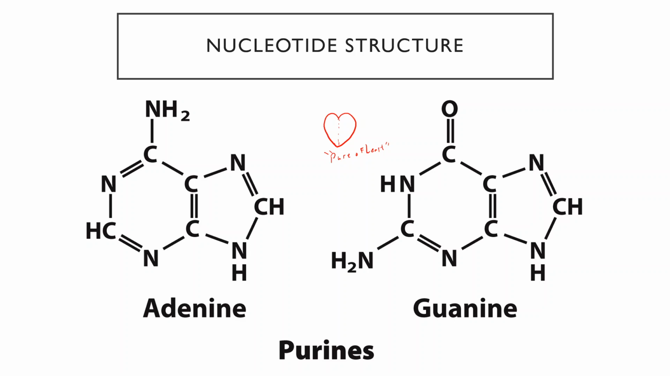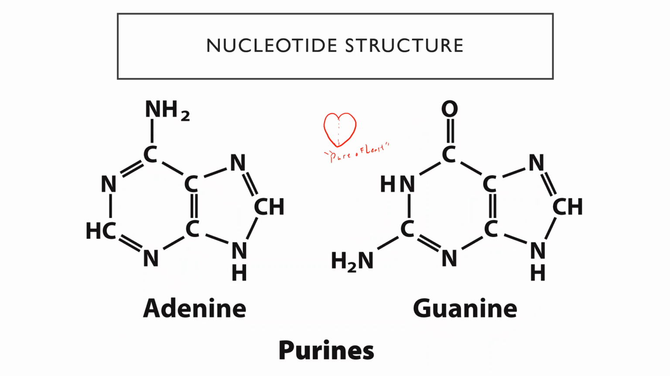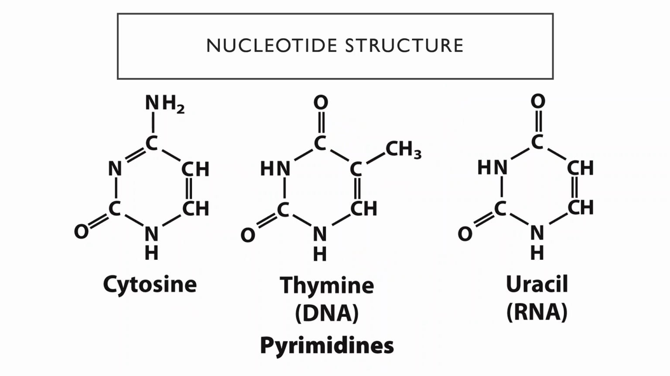So adenine and guanine are here. Again, you can see they have very similar structures. The 5-membered ring for each one is the same. The only place where they differ is that the number 2 and number 4 carbons have different functional groups. For adenine, the number 2 carbon has just a hydrogen, and the number 4 carbon has an amino group. Whereas for guanine, the number 2 carbon has this amino group, and the number 4 carbon has a carbonyl group instead.